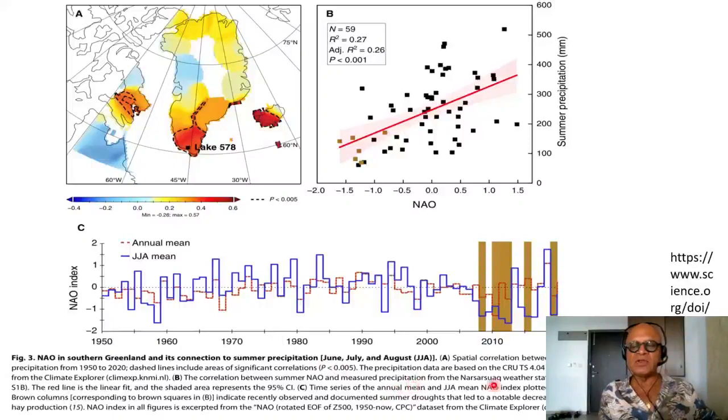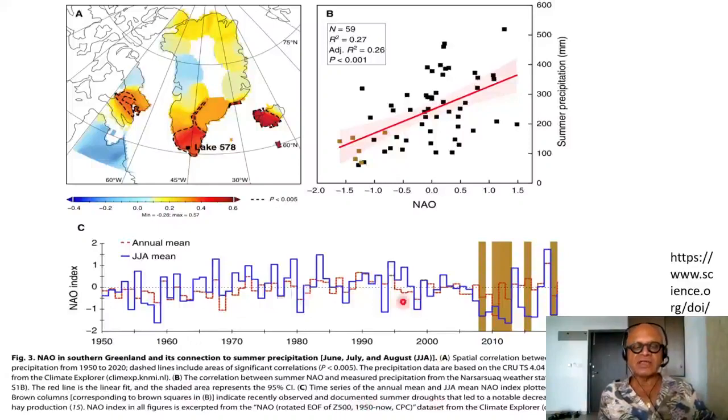Precipitation data are based on, I won't read into that. B is the correlation between summer NAO and measured precipitation from the Narsarsuaq weather station over 1961 to 2020. Again, significant correlation numbers you can see here, statistically significant. The red line is the linear fit, the regression line, and shaded areas represent the 95% confidence interval.